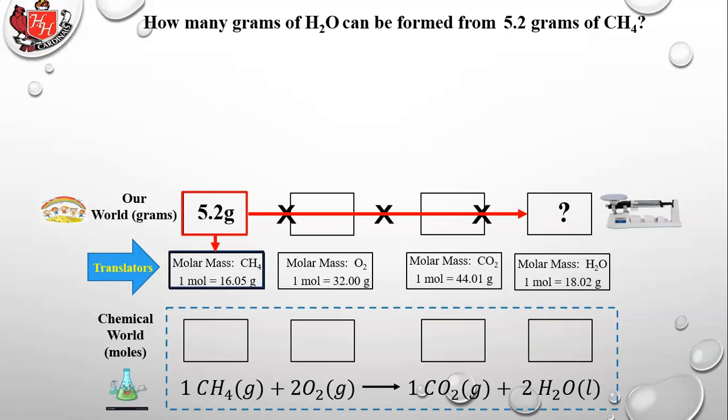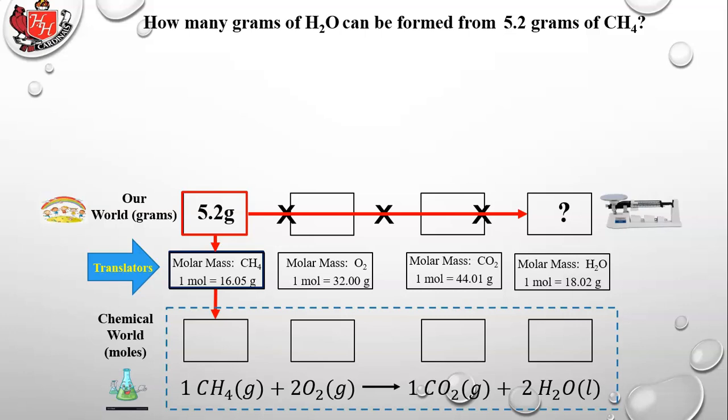We're going to take our 5.2 grams of CH4 we're starting with, and we're going to go through the molar mass for CH4. That is, there's 1 mole of CH4 for every 16.05 grams. How did we get 16.05? I'm talking you through this, but write it down and figure this out. 1 carbon and 4 hydrogen. Each hydrogen is 1.01. Multiply that by 4, you get 4.04.